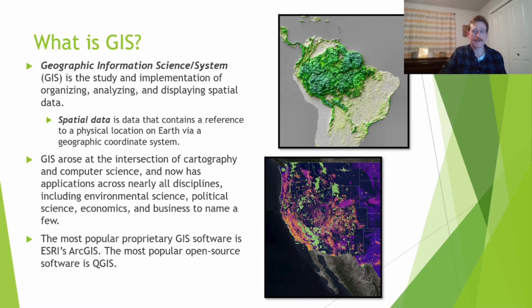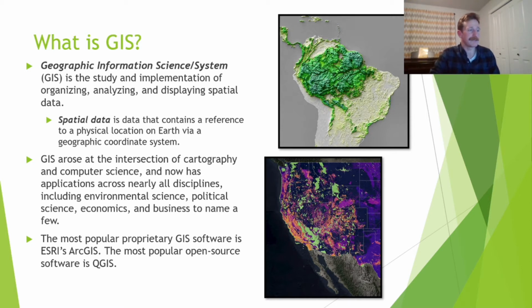When we say spatial data, that means that there is a georeference to a physical location on planet Earth. That's different than data that could be anywhere. This is tied to a certain point on the planet. And it is really at the intersection of cartography, map making, and computer science, personal passion and interest of mine, but it's also found itself in pretty much every discipline you could imagine. There is a spatial problem that can be solved with GIS.